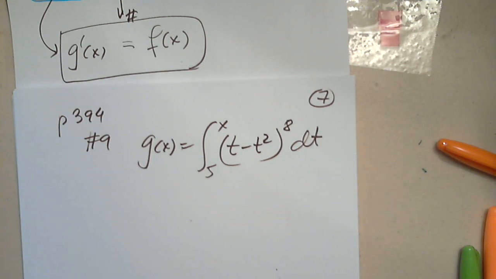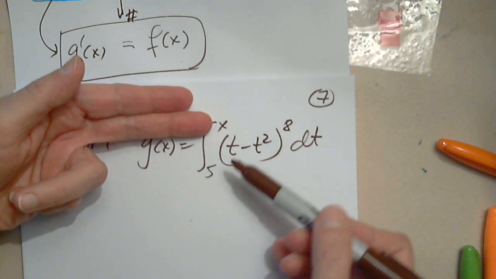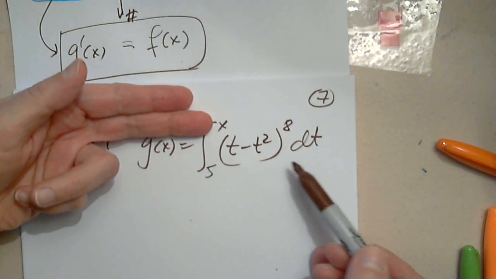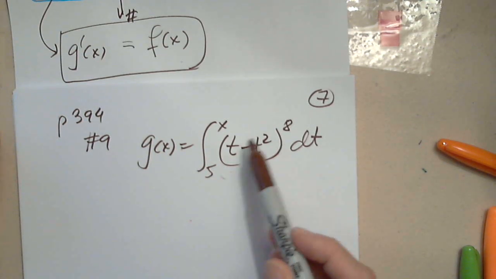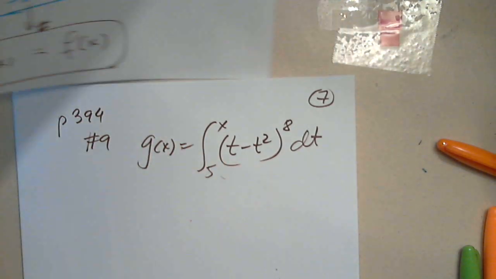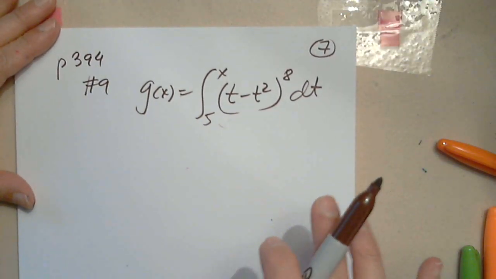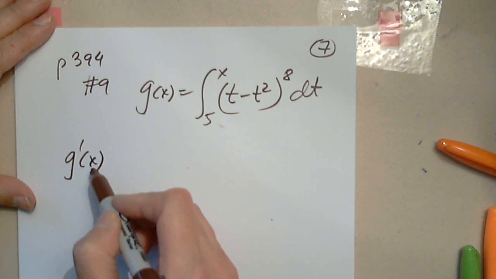We're only asked, since this is a function in the form of an integral, if I tell you 5, you'll say it's 0. If I tell you 6, you'll calculate, if we are able to determine the antiderivative, we just plug in the numbers. But we are not asked to do any of that. We are only asked to find g prime.